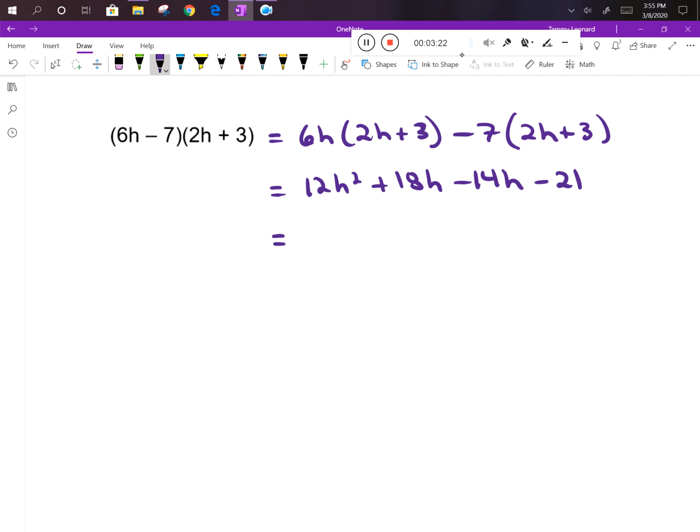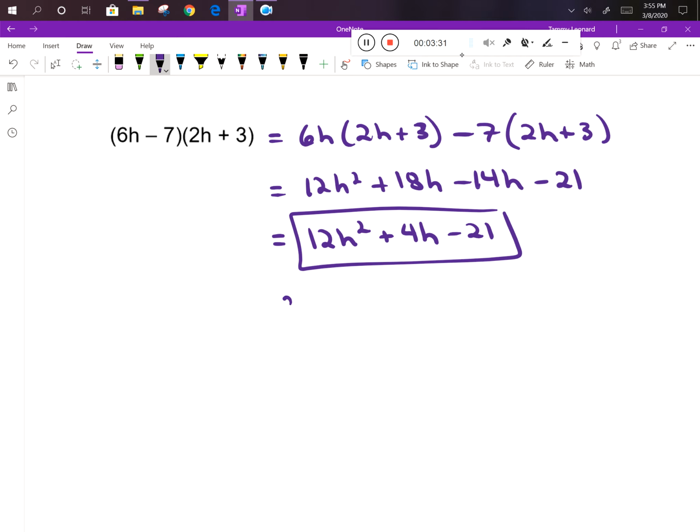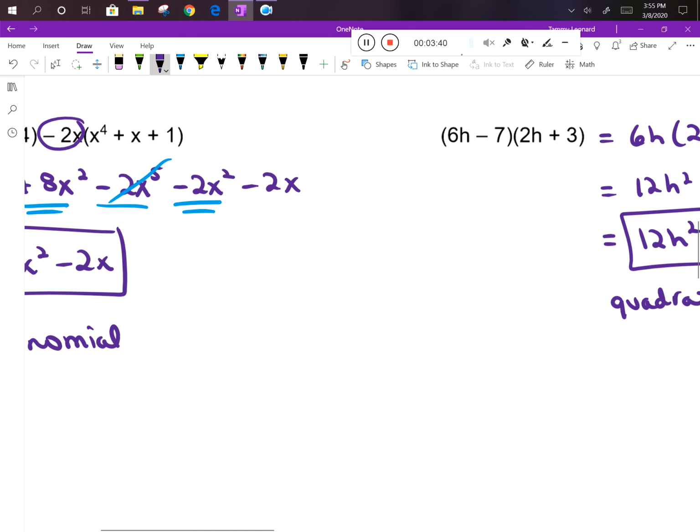The two terms in the middle are the like terms, so we have 12h squared plus 4h minus 21. This is a quadratic trinomial because its highest power is 2 and it has 3 terms.